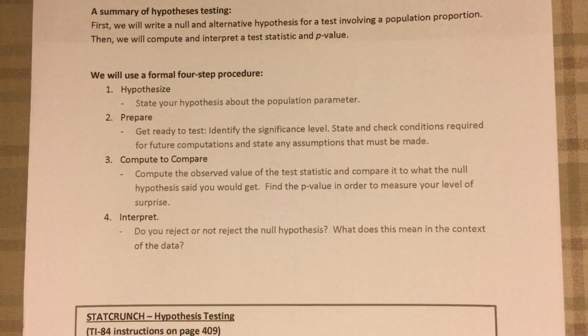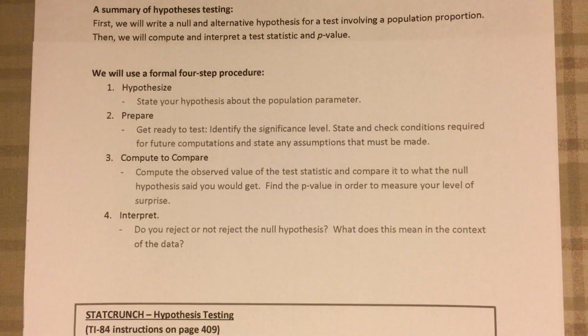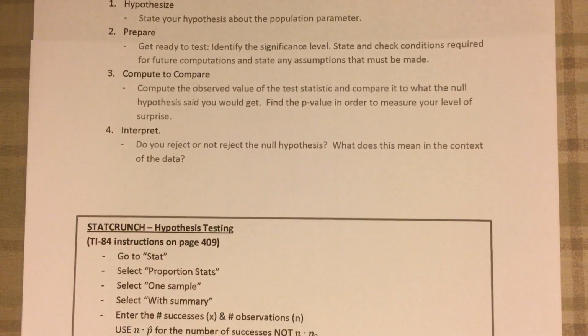Then step 3, we're going to do our computations. Our computations can include our z-statistic, which we do have a formula to compute by hand, or we can also use StatCrunch to do, and then we're going to find our p-value, which in this course, we are going to solely rely on StatCrunch to do. And then our last key step, the whole point of doing the problems that we're looking at, is our interpretation. Do we reject or not reject our null hypothesis, and what does that mean in this particular problem?